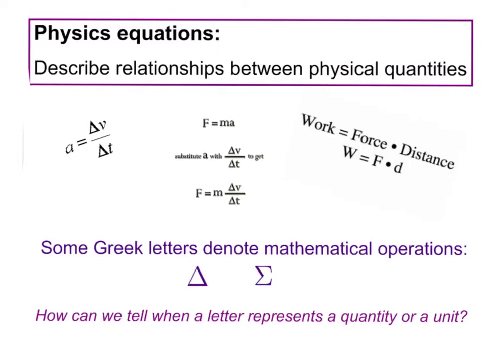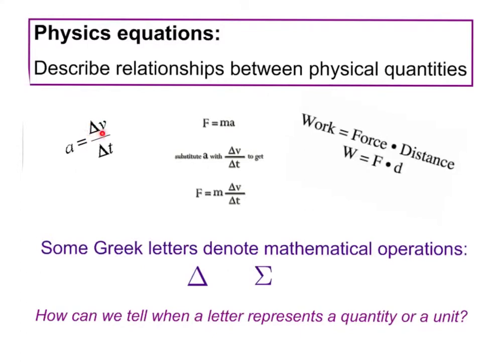Equations in physics are another indispensable tool. We couldn't do physics without equations. Equations, though, you don't need to be afraid of them. They simply describe relationships between physical quantities. So here are just some different simple examples of different equations that we work with in physics. The relationships between these physical quantities are represented there.